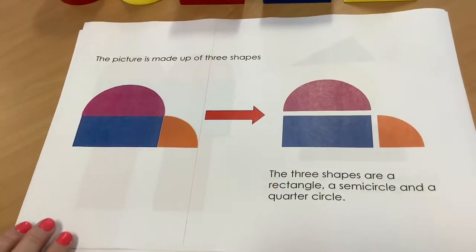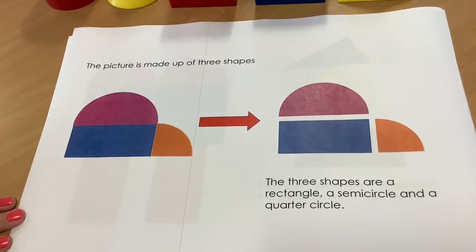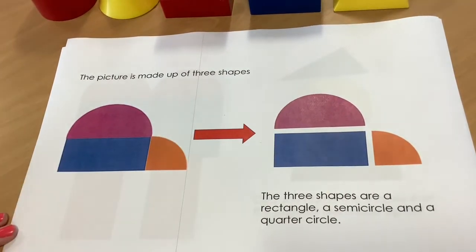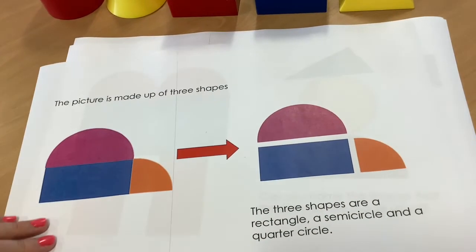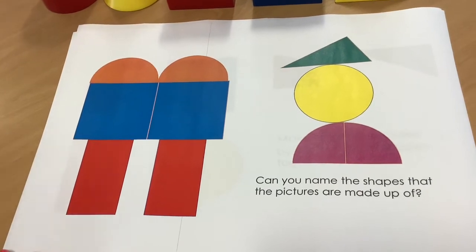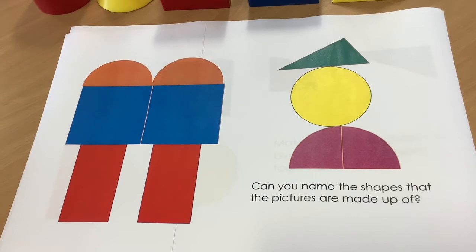So I've made up little pictures or groups of shapes together. And this one is made up of 3 shapes. And the 3 shapes are, if we separate them, a rectangle, a semicircle, and a quarter circle. So I'd like you to have a look at this, pause the video in a second, and write down the shapes that make these pictures up.